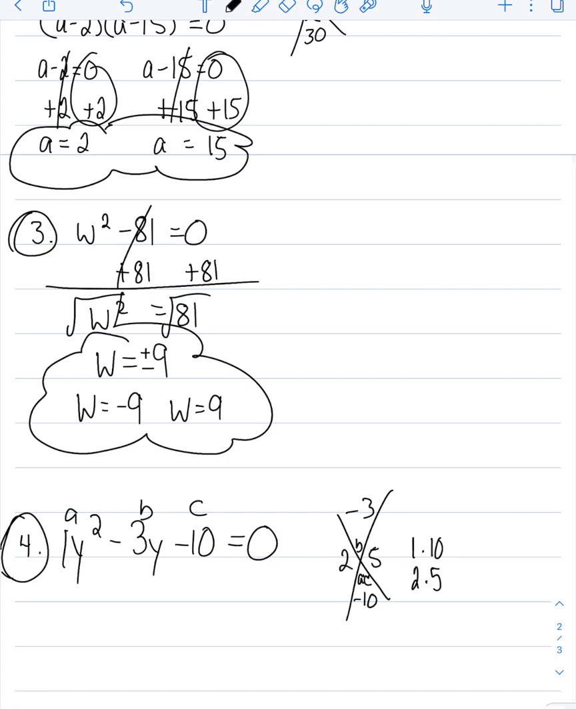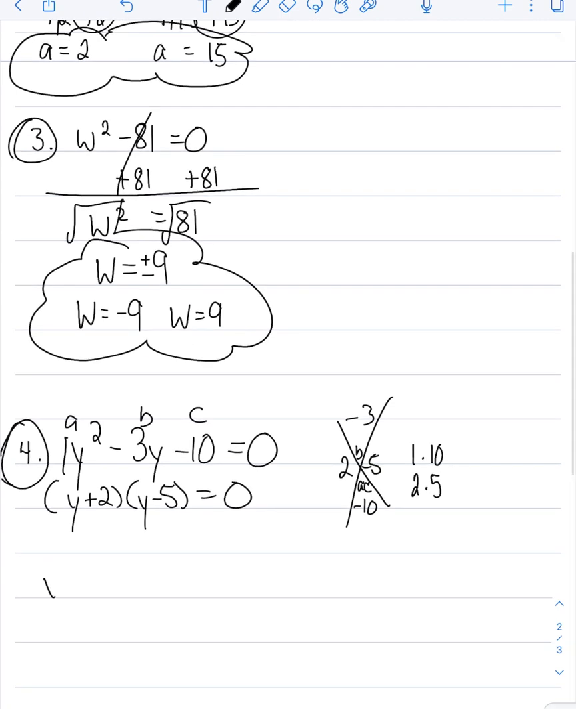Oh, very nice. 2 times 5, I want my number to be negative, so 2 minus 5 is negative 3, and 2 times negative 5 is negative 10. So my two factors are y plus 2 times y minus 5 equals 0, and now we set each factor up equal to 0. Y plus 2 equals 0, and y minus 5 equals 0.